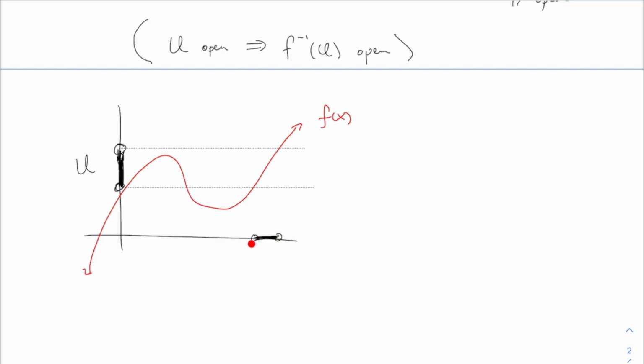These points here are part of F inverse of U. They should omit their endpoints, because since the original set U omits its endpoints, in order to go into here, you should also omit these two endpoints. That's not the entirety of F inverse of U. It also includes all of these points here in the x-axis. Those also map inside of this band. And again, this must exclude the endpoints, so you also get this part. Those two sets together is F inverse of U.